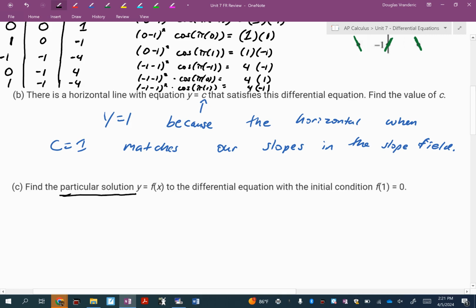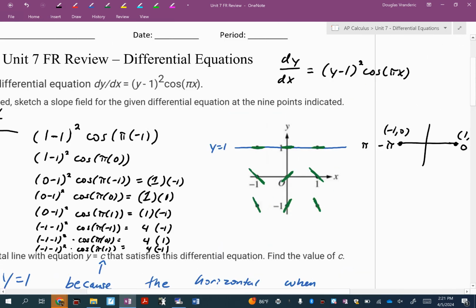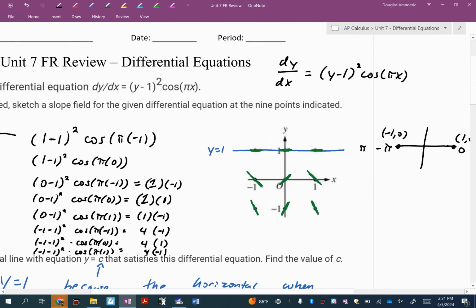Wait, so for the other one? Part B? Well, if you drew the only horizontal lines, y equals a number is a horizontal line. If I drew y equals 0, no, that doesn't work because none of these slopes are 0. And same with y equals negative 1. That doesn't match my slopes. Exactly, because that's what it says, y equals c.